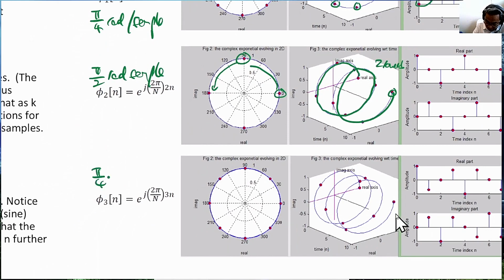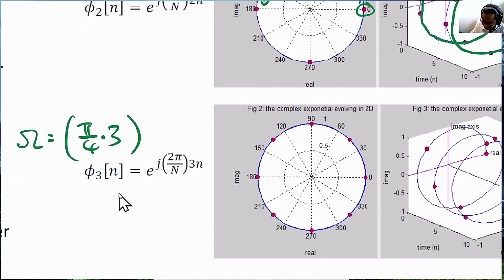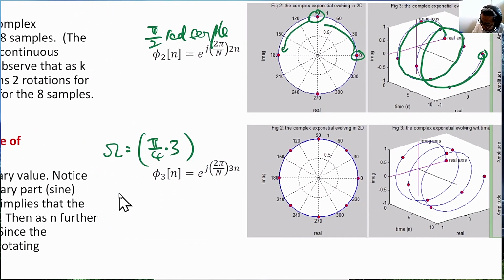Pi over 4 times 3. So this omega now is pi over 4, 3 over 4 pi. So what's happening is that it's spinning even faster. So let's trace this line, see?